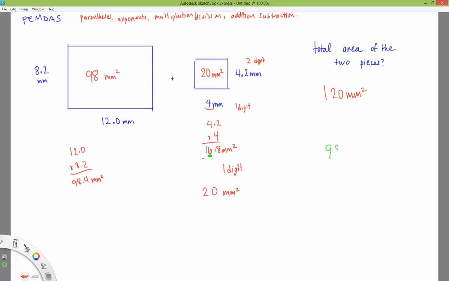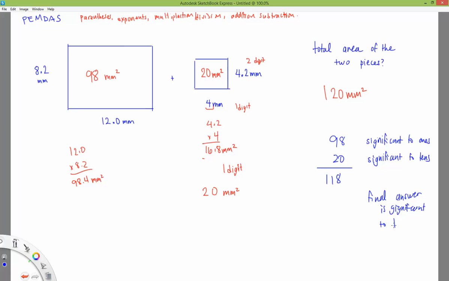So we do 98, significant up to the ones place, and 20, significant to the tens place. We add those two together, we get 118, but our final answer is significant only to the tens place because of the rules of addition. So we go to 120 square millimeters.